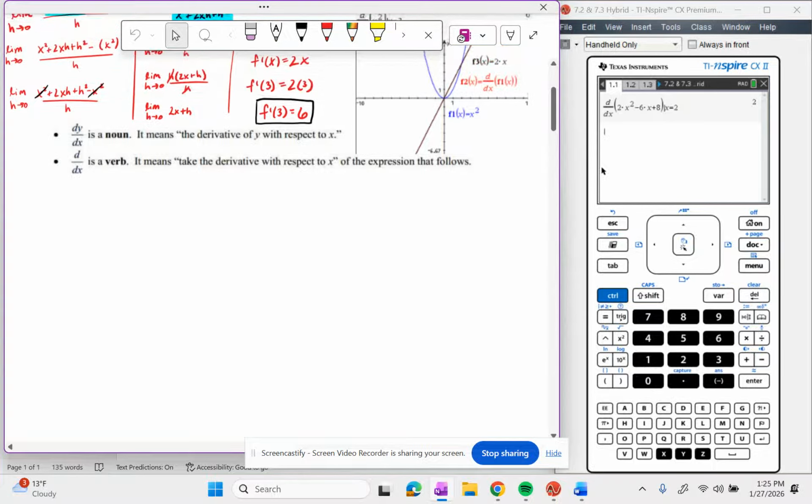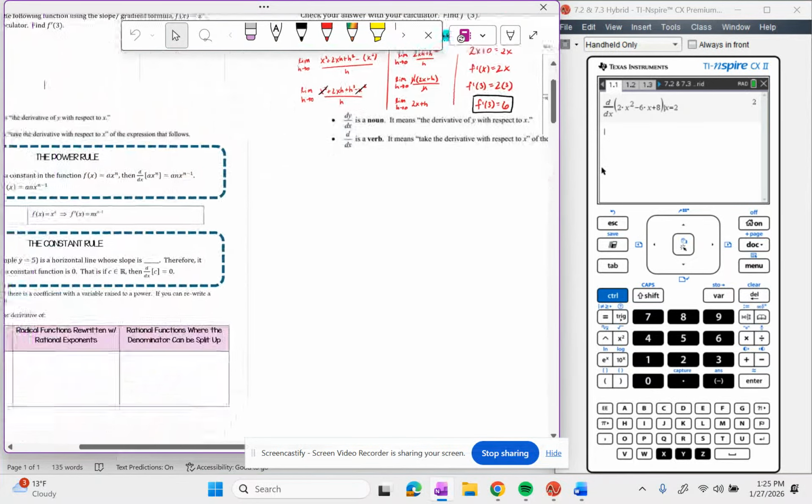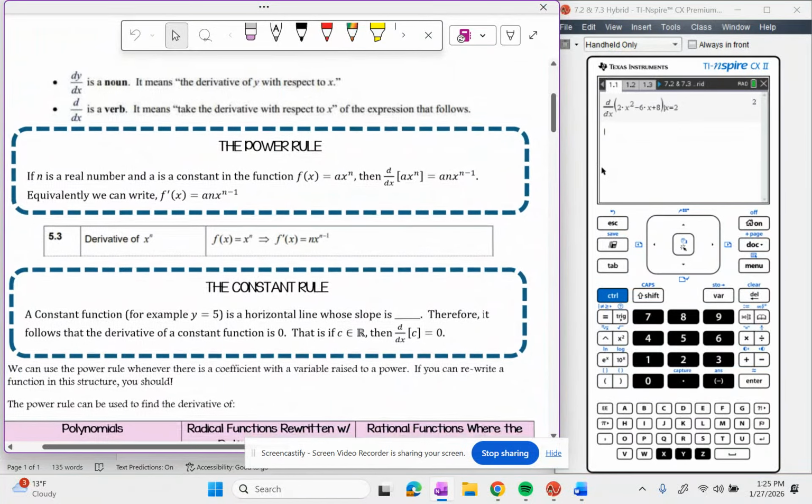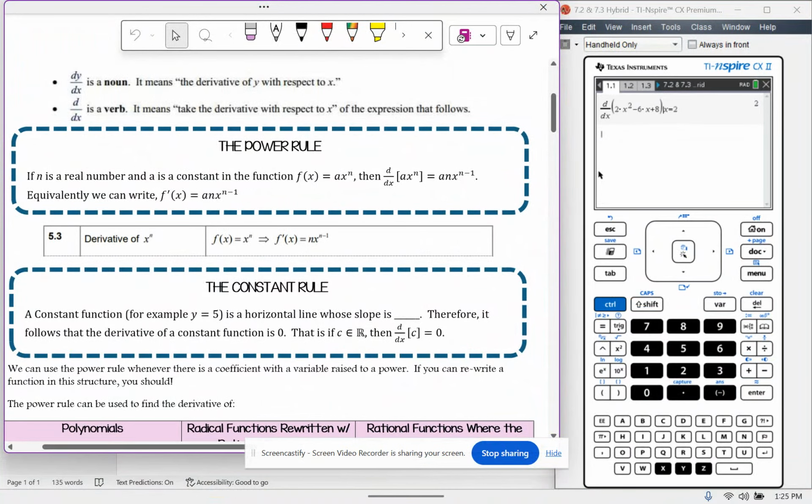So let's talk a little bit about derivatives, okay? So dy/dx is a noun. It means the derivative of y with respect to x. When you calculate the derivative of a function that looks like y equals, the answer looks like dy/dx equals. Whereas d/dx is a verb. It necessitates a command. It's like, hey, can you take the derivative of this thing? And you're like, sure, of course.